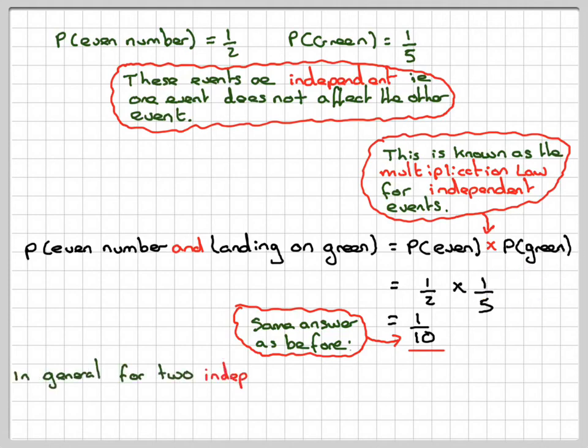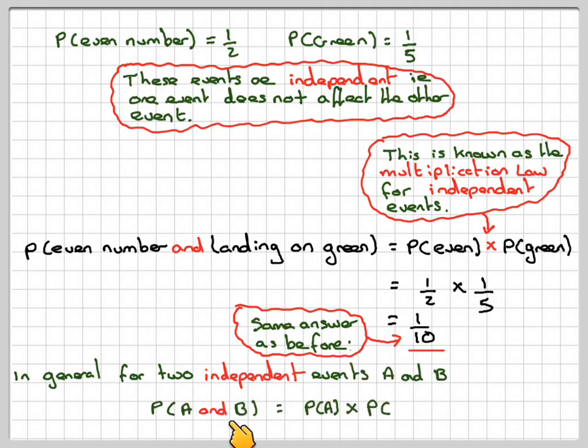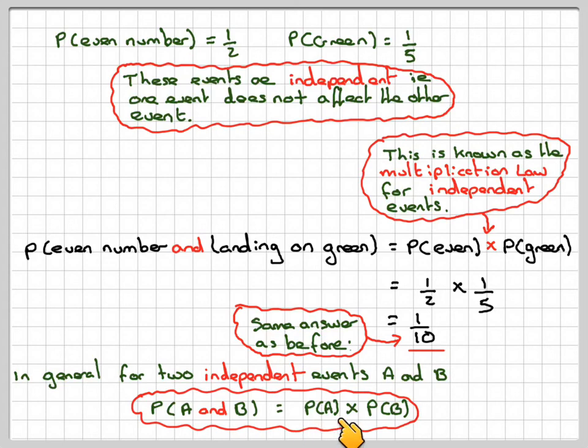In general, for 2 independent events, A and B, the probability of A and B is equal to the probability of A times the probability of B.